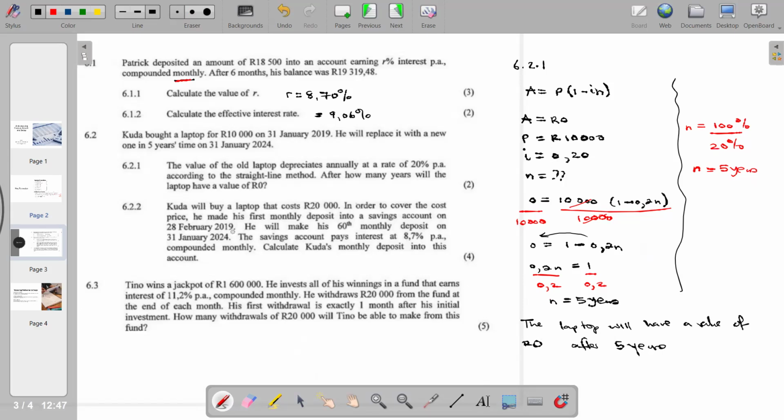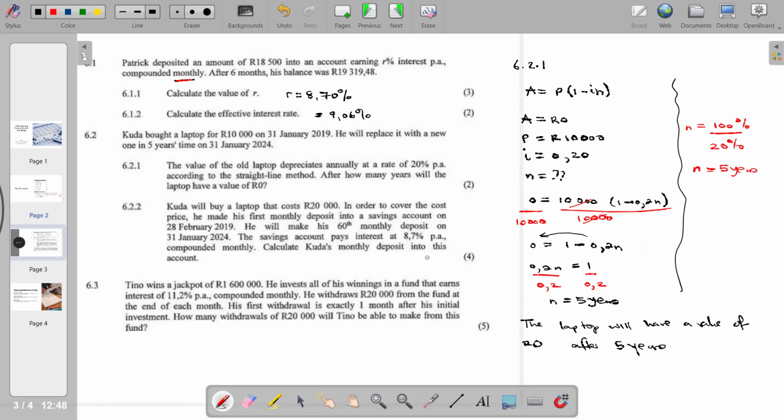Then we are told Kuda will buy a laptop that costs 20,000. In order to cover the cost price, he made his first monthly deposit into a savings account on 28 February 2019. He will make his 60th monthly deposit on 31 January 2024. The savings account pays interest at 8.7% per annum compounded monthly. Calculate Kuda's monthly deposit into this account.